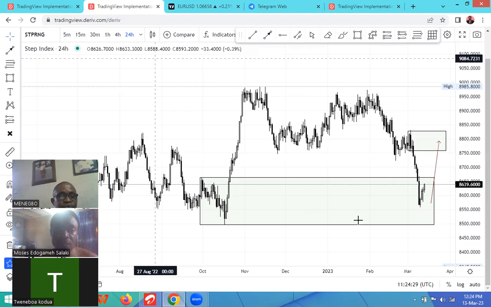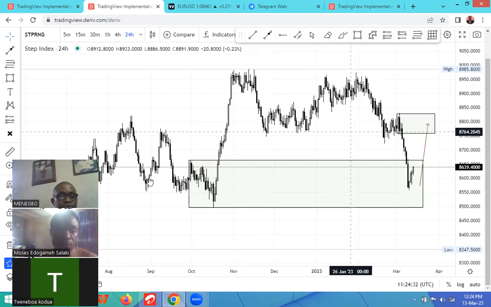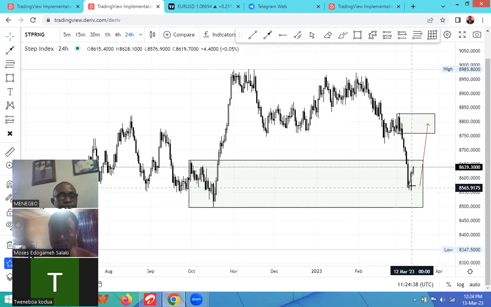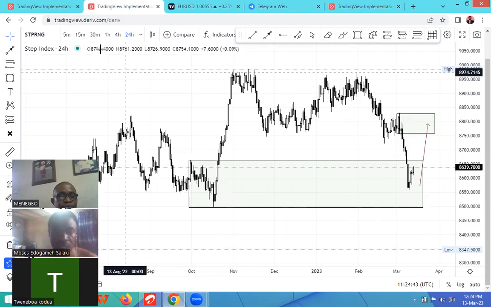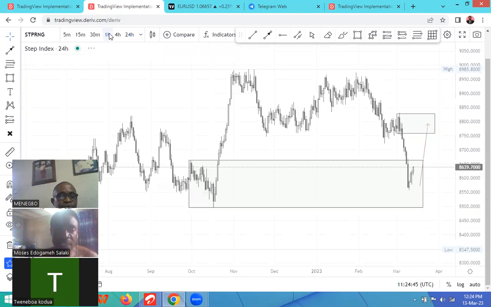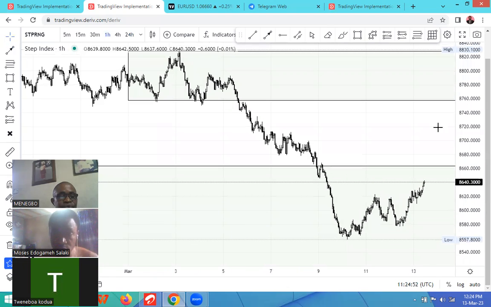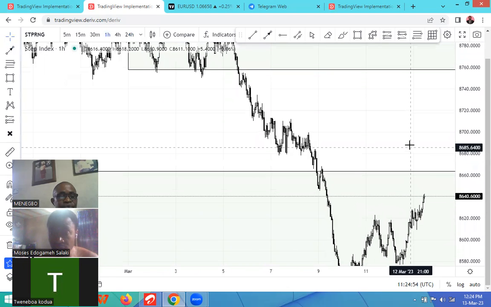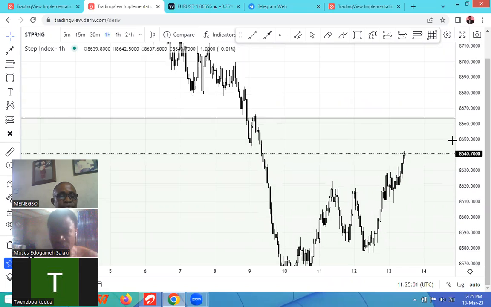But that still doesn't mean you will not get an entry here. Now you go for the confluence. Going for the confluence, let me go to the 1 hour. Let's see what happened within this zone when price came back in. I marked this out. It's just that I didn't take it. I've not traded Step. I'm currently on a challenge of $10 to $1,000, so I'm trading less volatile assets. So I don't take Step for now.